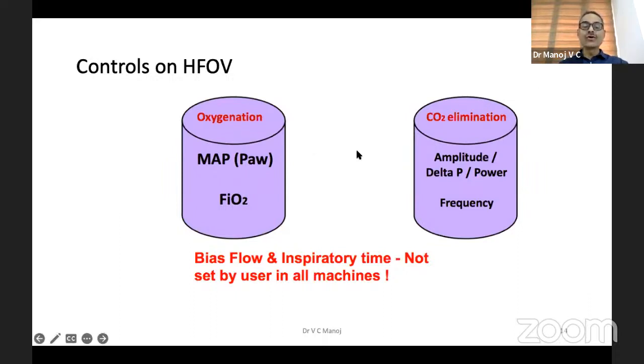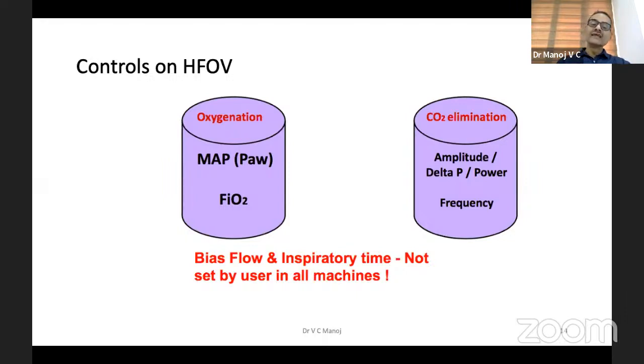So if you want to control oxygenation, just take the other example, conventional ventilation. If you want to increase oxygenation, you need to increase the PIP. But if you increase the PIP, carbon dioxide elimination also increases. So both will increase if you touch the PIP button. Here you have different controls.